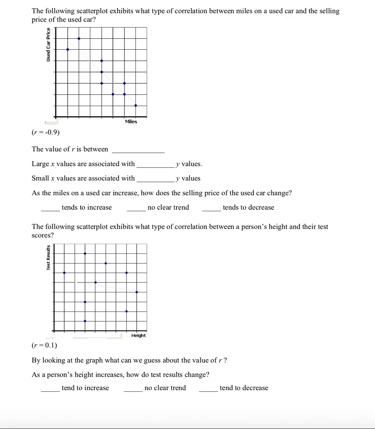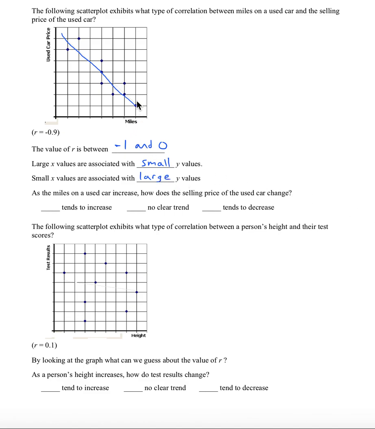The next scatter plot relates used car price to miles on the car. An R correlation coefficient is calculated to be -0.9. Just by looking at the graph, I can tell that the R value is between -1 and 0, because the trend is a downward slope. We see that large x values are associated with small y values, and small x values are associated with large y values.